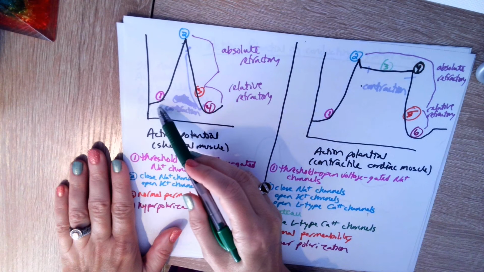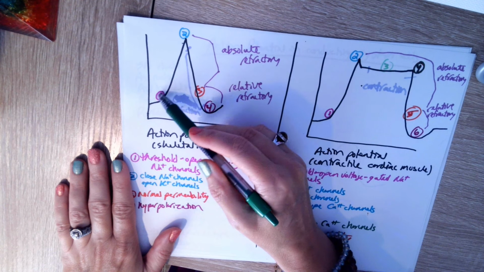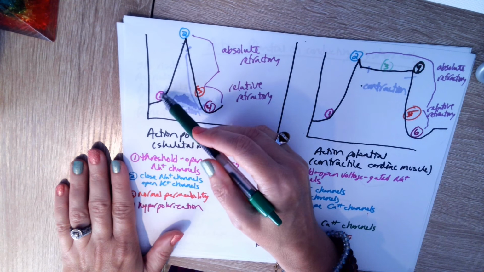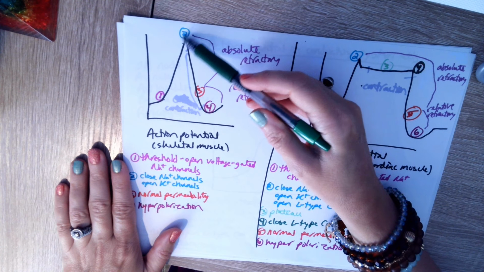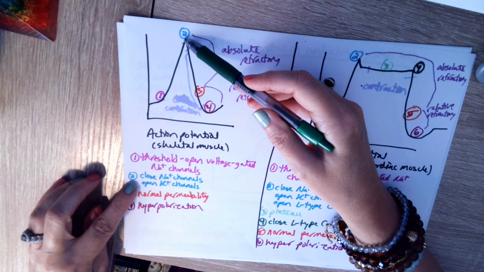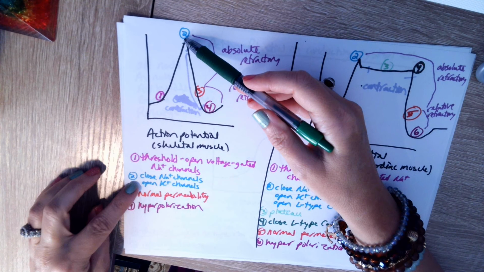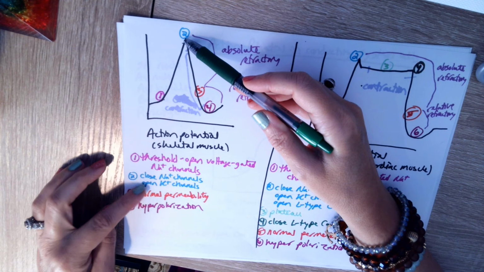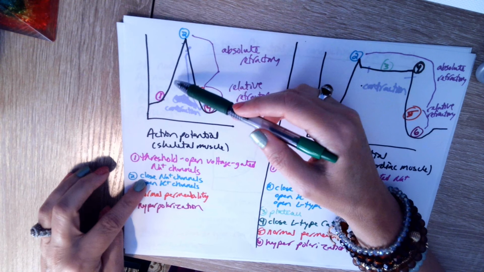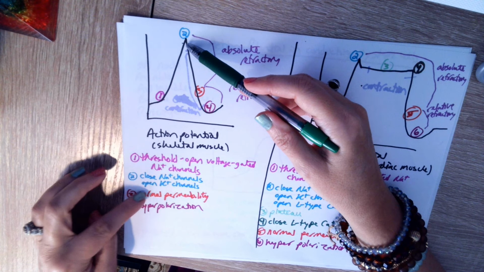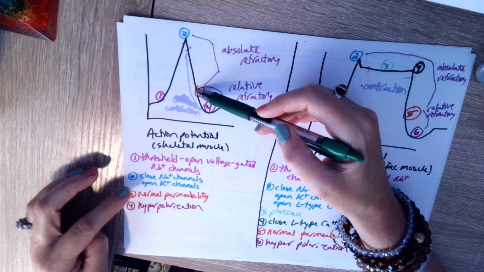So here we have this depolarizing graded potential. It hits threshold, opens your voltage-gated sodium channels, and you depolarize sharply until you reach the peak of the action potential. At the peak, you close your sodium channels and open your potassium channels, both voltage-gated. Once you close those sodium channels, sodium can't come in anymore. You open the potassium channels and potassium leaves, so the cell starts to repolarize.